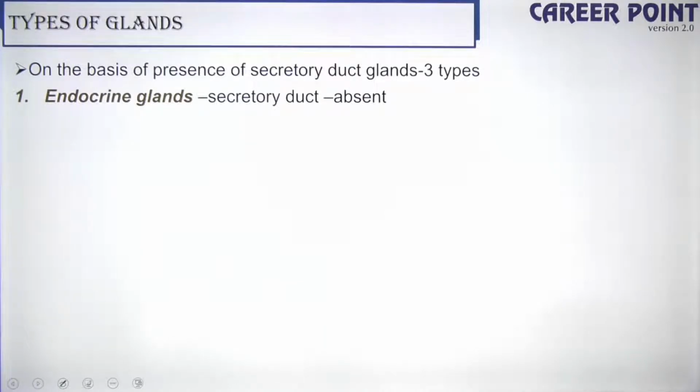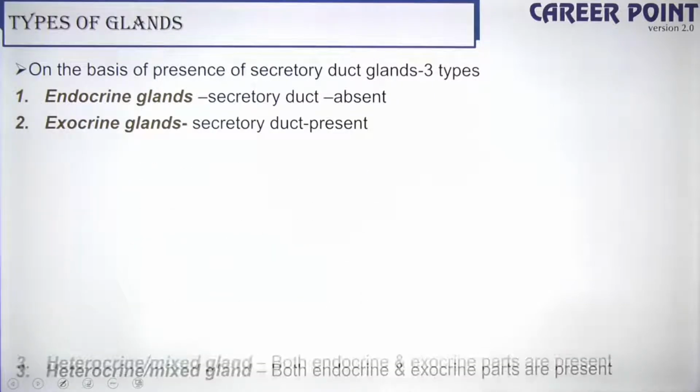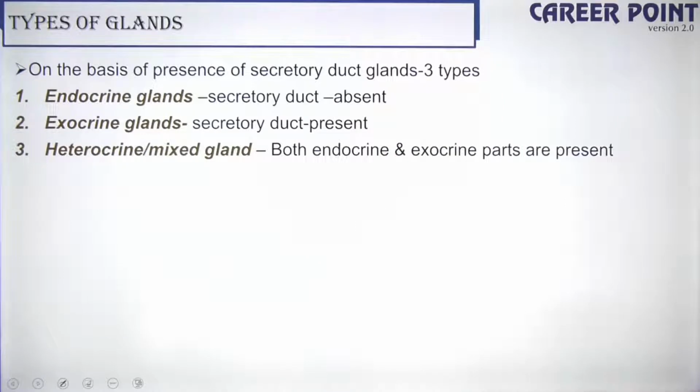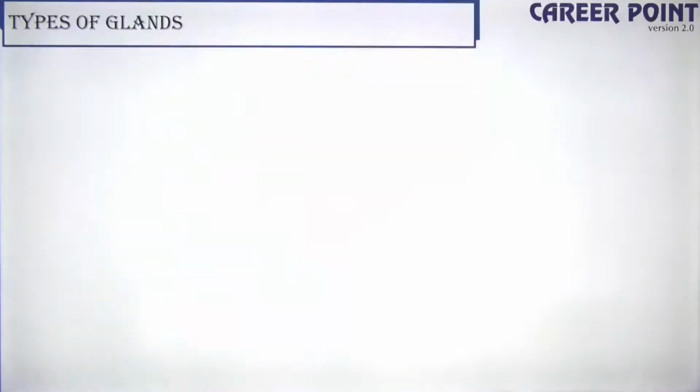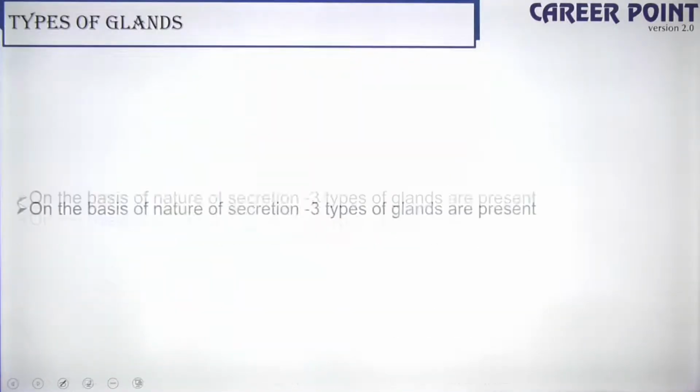First is endocrine glands, where your duct is absent. That is why they are called endocrine or ductless glands. When ducts are present, they are called exocrine. The next one is heterocrine, that is a mixocrine gland. It is both endocrine and exocrine. Example is your pancreas. Pancreas produces pancreatic juice as well as your pancreatic hormones like insulin, glucagon, etc. So that is one classification based on the presence or absence of duct.